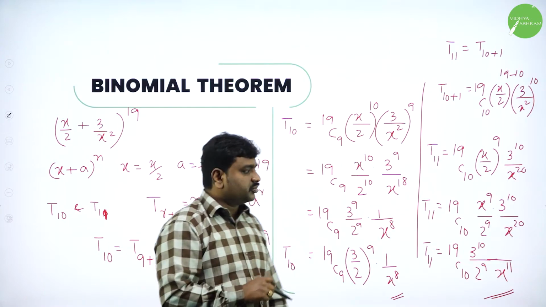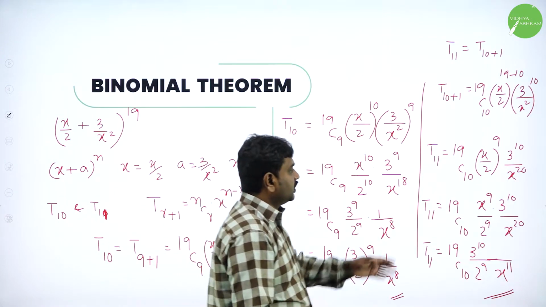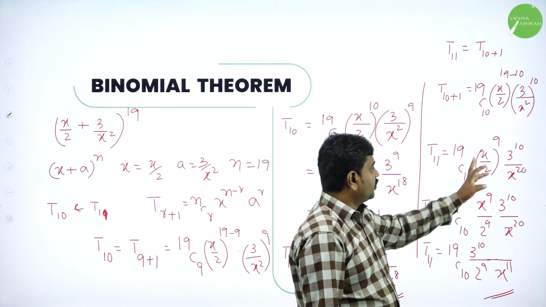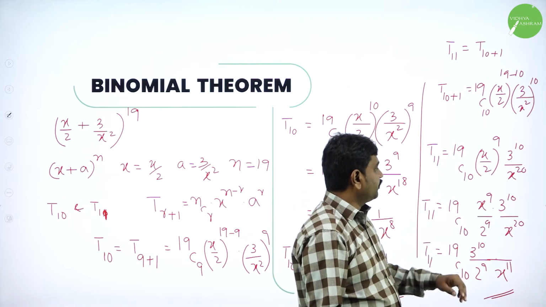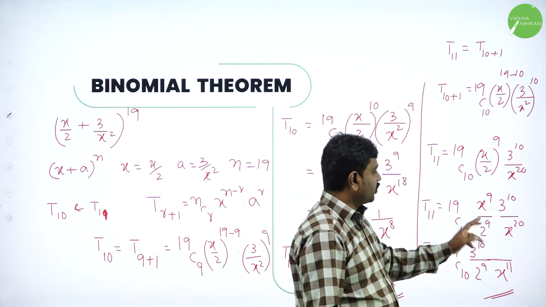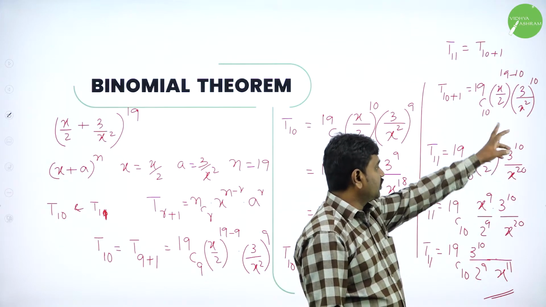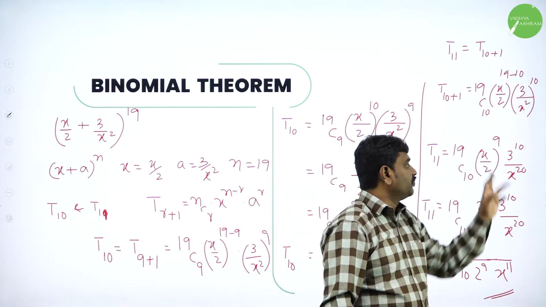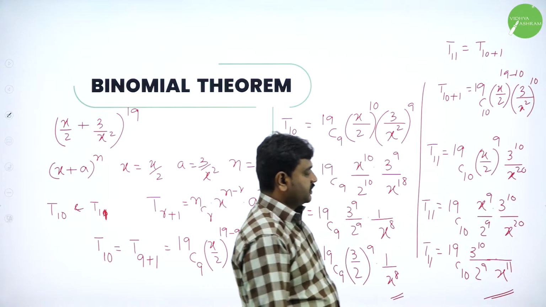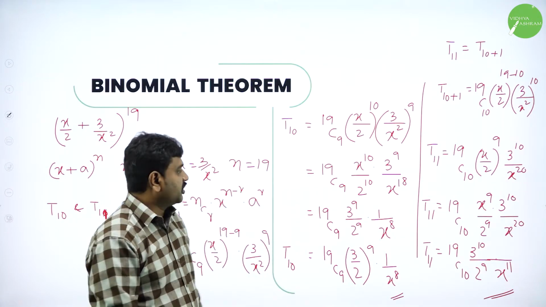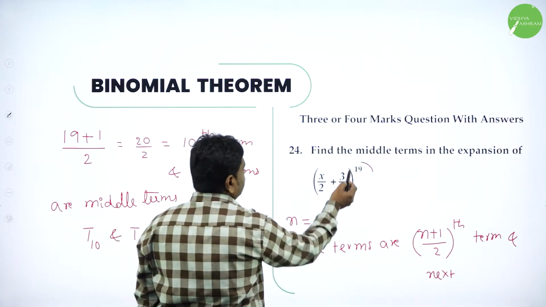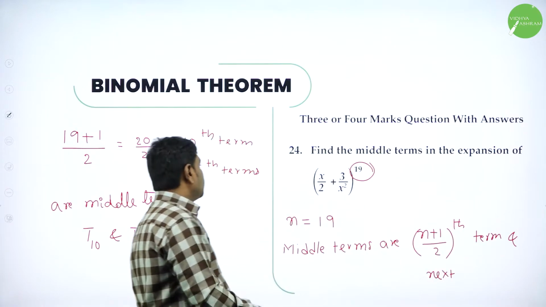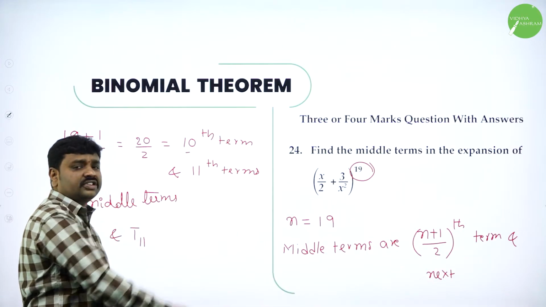So there are two middle terms. We got both the values. T11 is what? T10 plus 1. NCR means 19C10, and x power 19 minus 10 becomes 9. So x power 9, 2 power 9, and 3 power r is what? 10. 3 power 10 divided by x power 20, because of the law of indices, 2 tens are 20. Then simplify this, we'll get the answer. So there are two middle terms because the power is an odd number. What are the middle terms? N plus 1 by 2th term and the next term. N plus 1 by 2th term is the 10th term, and the next term to the 10th term is the 11th term.